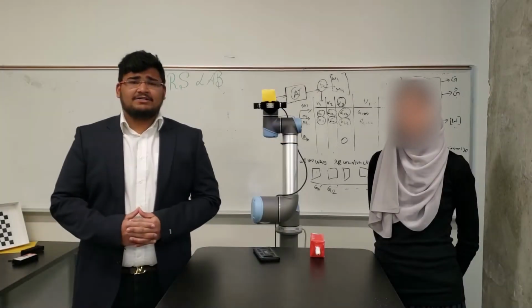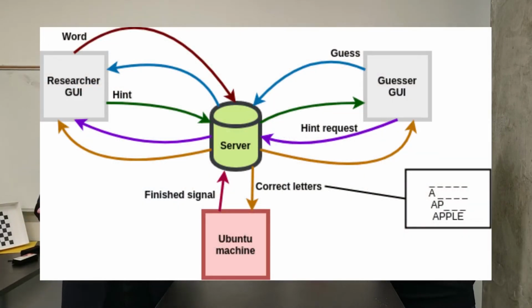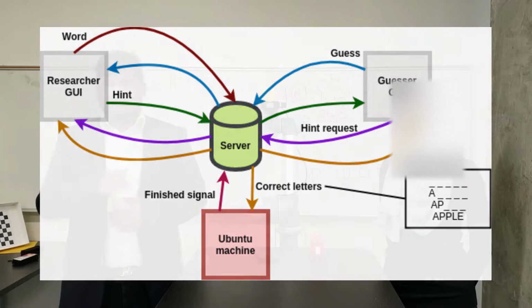When the guesser types in the word, it sends the word to the server. The server compares the word typed in by the guesser with the word typed in by the researcher, and then it sends the correct letters to the UR5, replacing the wrong letters with blanks.